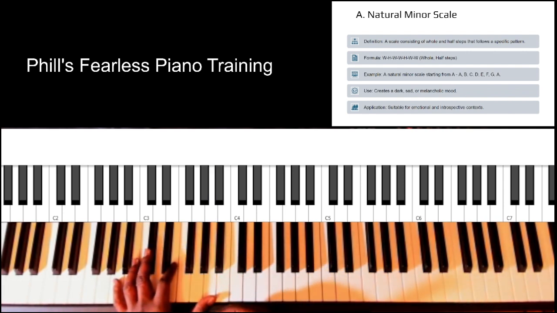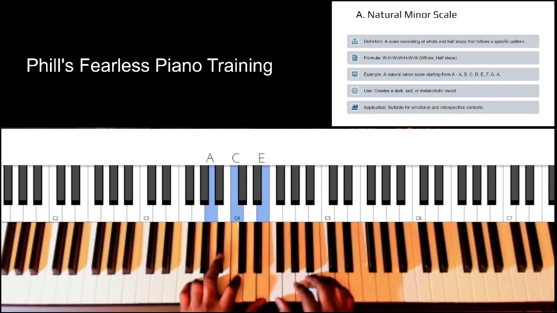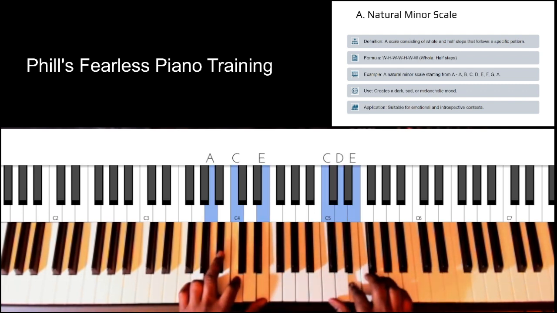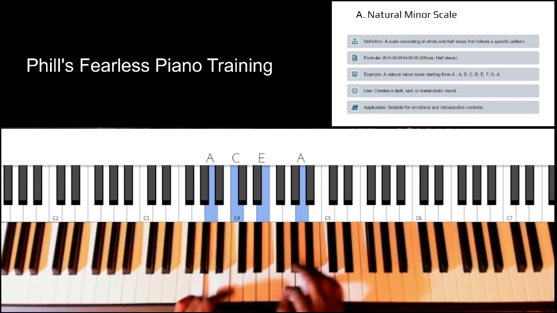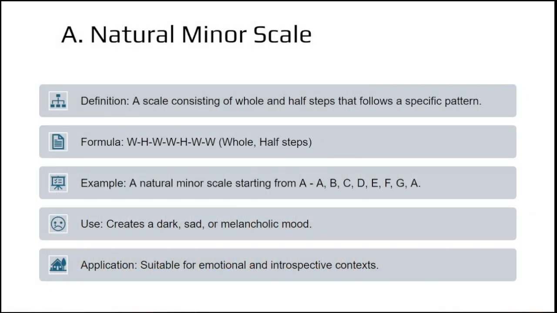And of course, it goes with a minor chord. So you hold the chord, see. And that's the natural minor. It's called natural because it just comes directly from the C major scale. Okay. This scale is known for its ability to create a dark, sad, or melancholic mood.